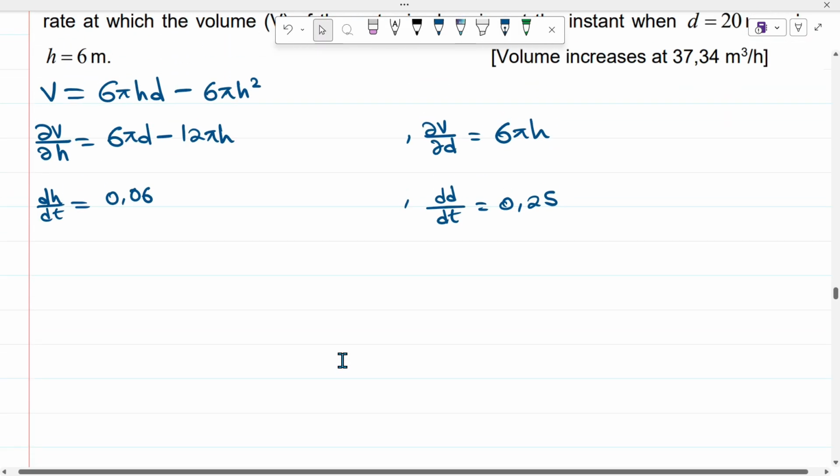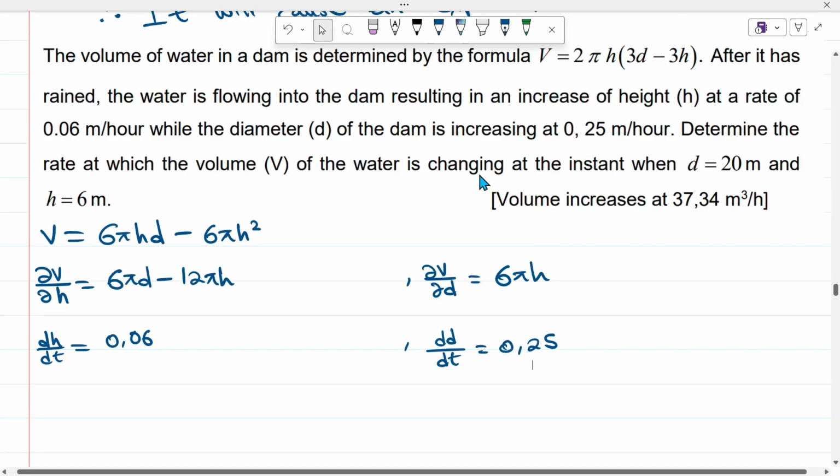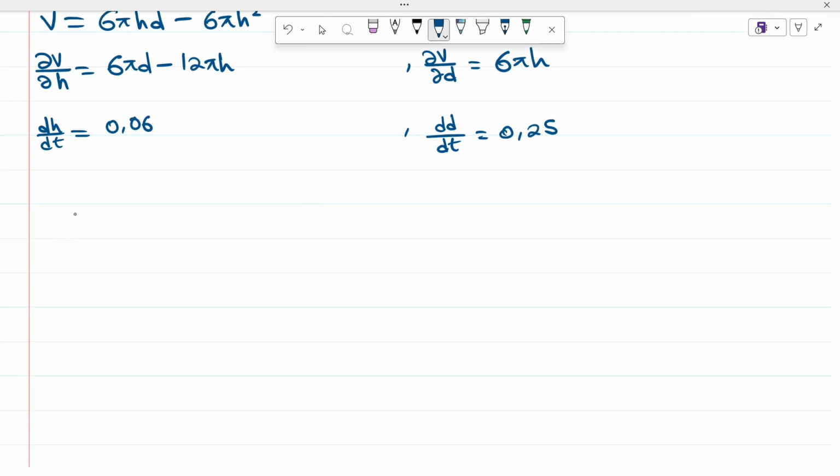Before we substitute, let's write our rate of change formula of volume. The rate of change of volume with respect to time is going to be equal to the partial derivative of v with respect to h multiplied by the rate at which h changes with time, plus the partial derivative of v with respect to the diameter multiplied by the rate at which the diameter changes with time.